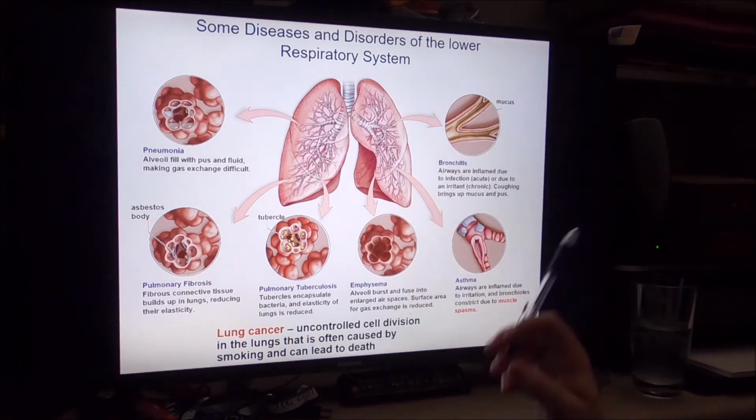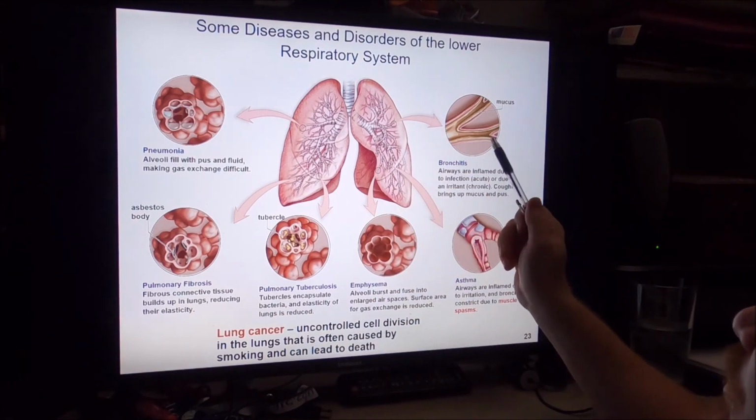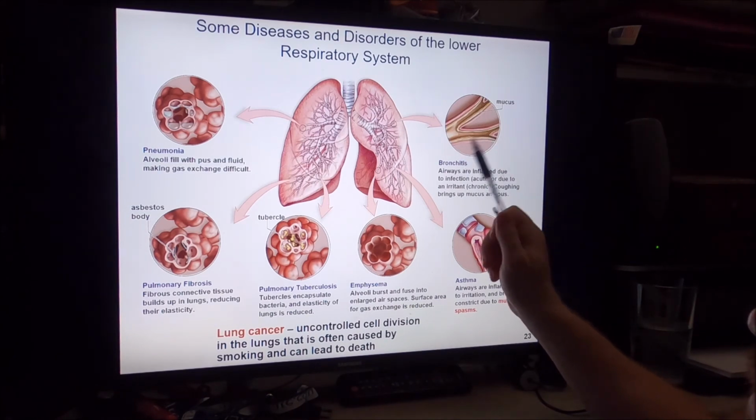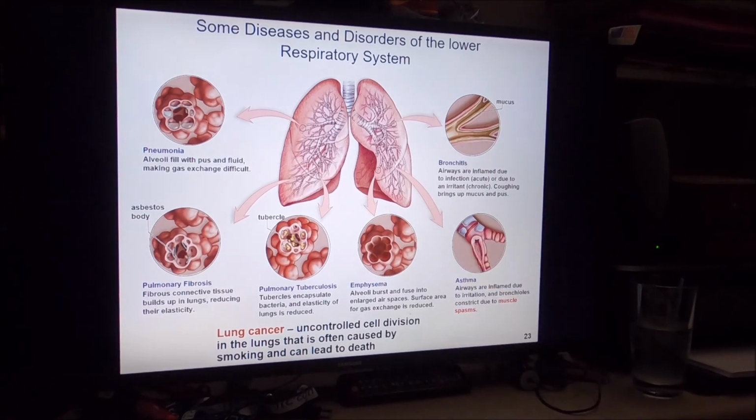And then there's a whole variety of lower respiratory tract issues. Bronchitis, so you get some sort of inflammation inside of your bronchi, and they start to swell, and they weep out fluid, and they can get inflamed with bacteria and produce pus, and you're coughing up junk all the time. That's bronchitis.